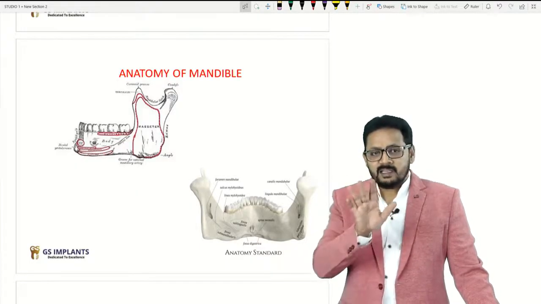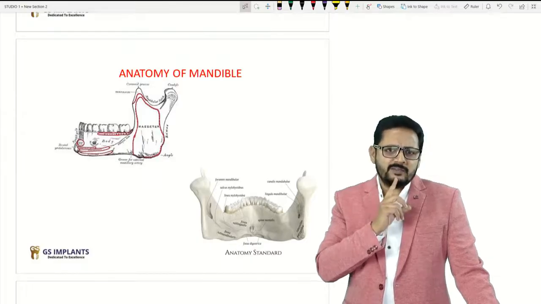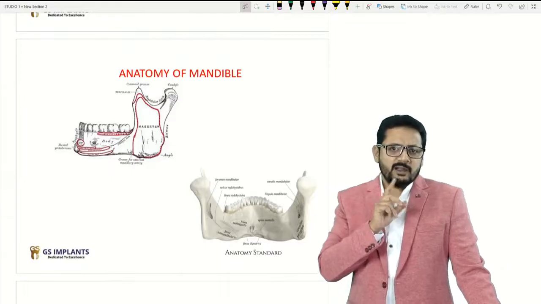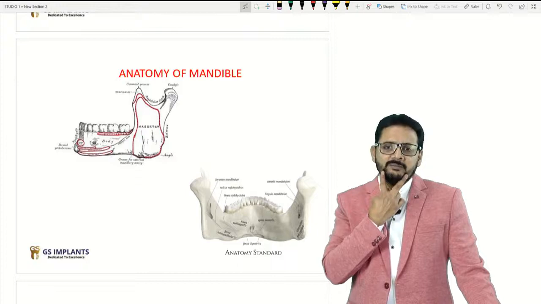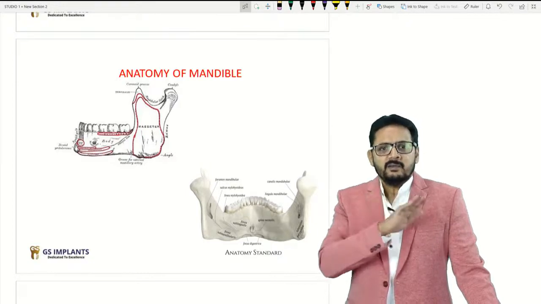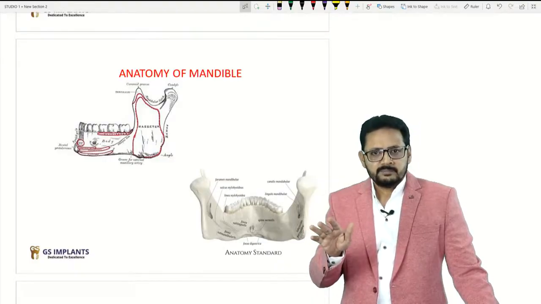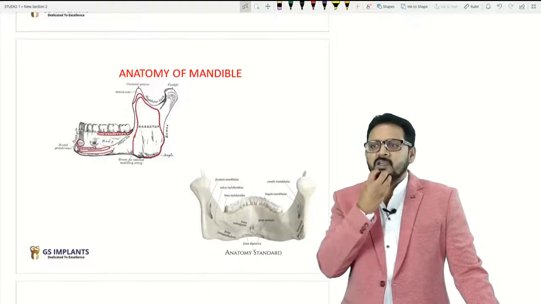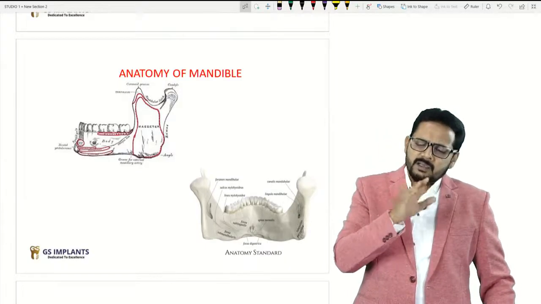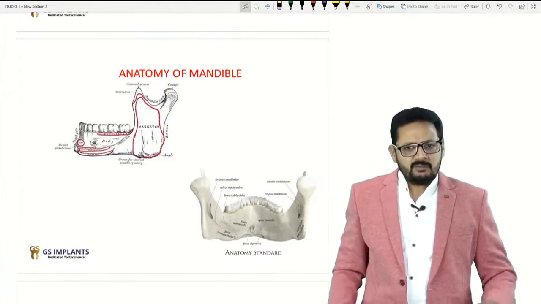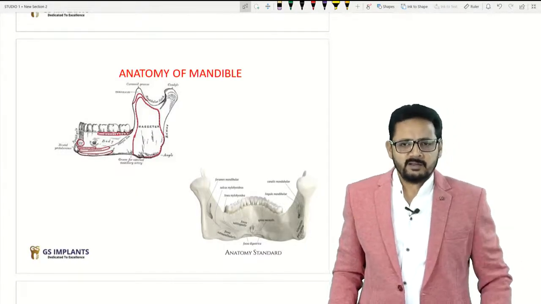Okay? So this is about the labial aspect. And of course, anterior to the buccal frenum, clinically I am talking about, is the interforaminal region. Wherever you want to put an implant, you can put it, because you have a very thick symphysial region between the two canines. There is a lot of bone there. So however many implants you want to put, you can put them there. Nothing to worry about.